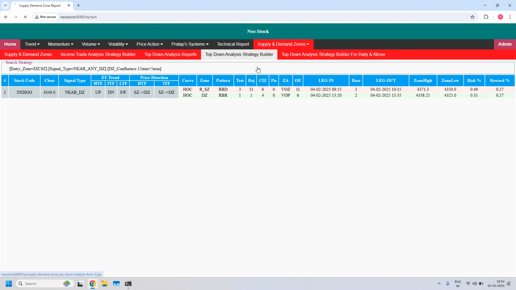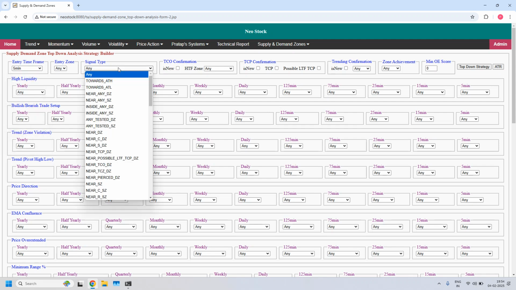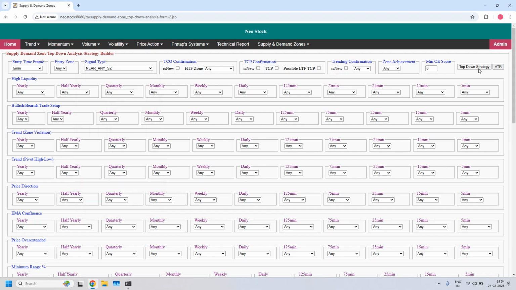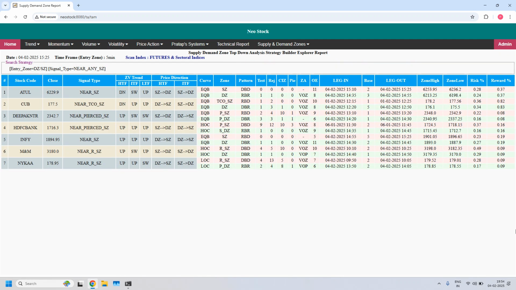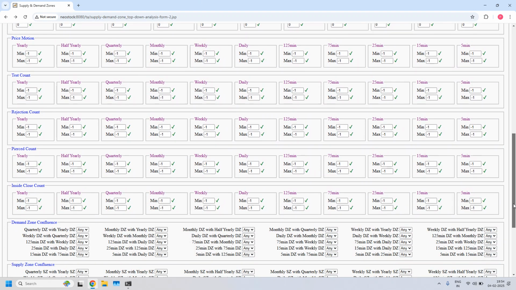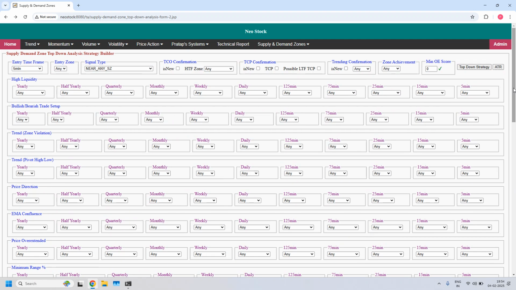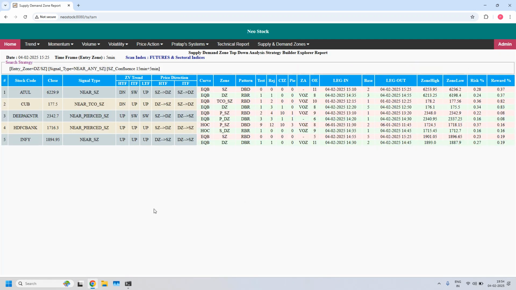Okay, next 5 minutes time frame. Stocks near 5 minutes supply zone. We got 7 stocks. Let's verify how many of these stocks are having ITF supply zone confluence. That is 5 minute supply zone with 15 minute supply zone confluence. I am enabling that filter. With this filter, we got 5 stocks.